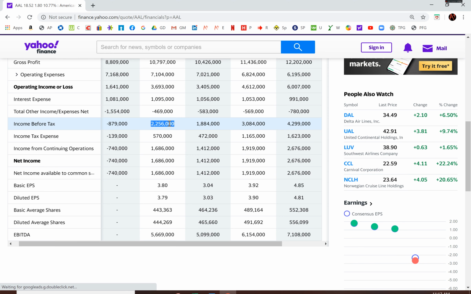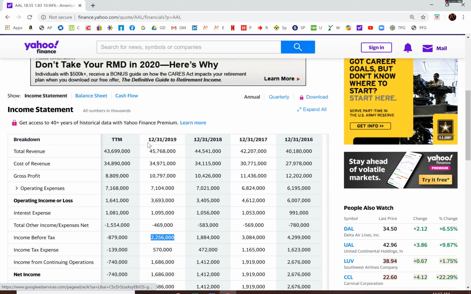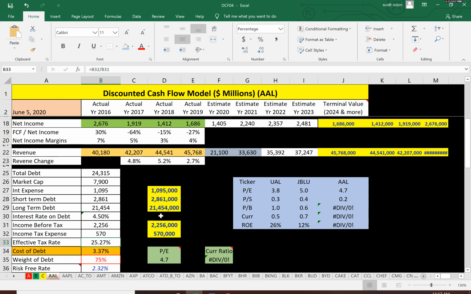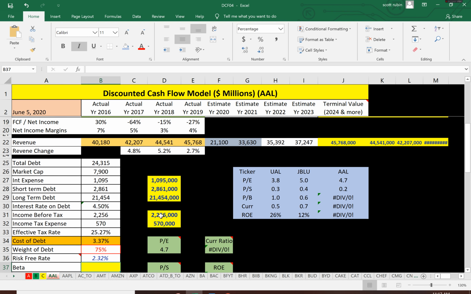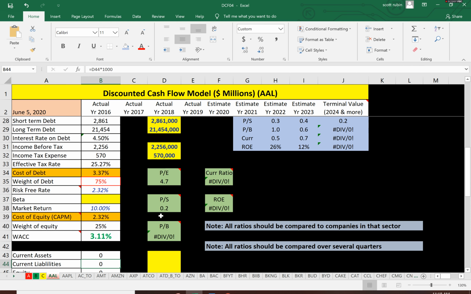The income before taxes is 2.2 billion. And then the income taxes is $500 million. So they pay 25% in taxes. So the cost of debt is 3.37%. That's pretty good, but they have so much debt. 75% of the capital structure is debt. It's a really leveraged company. That's a really risky investment when they have so much debt.